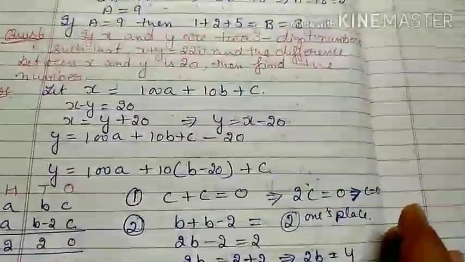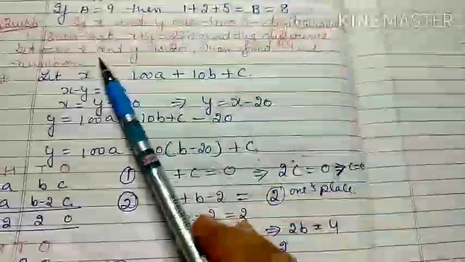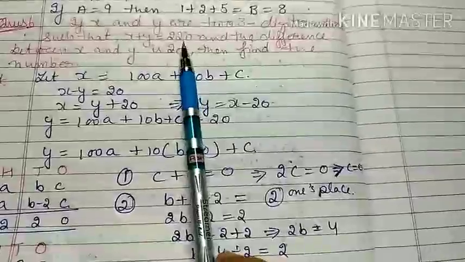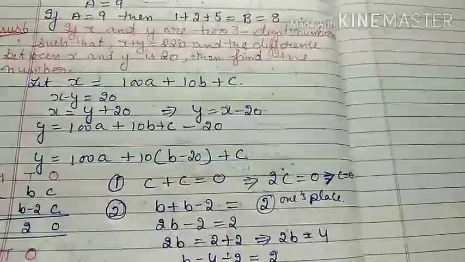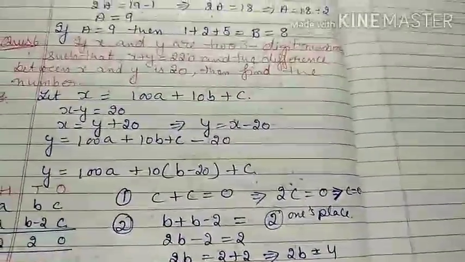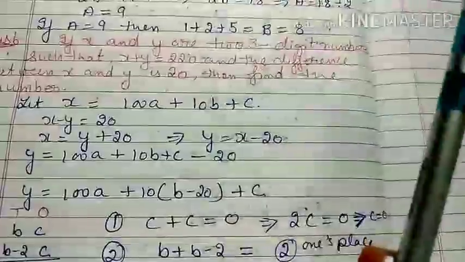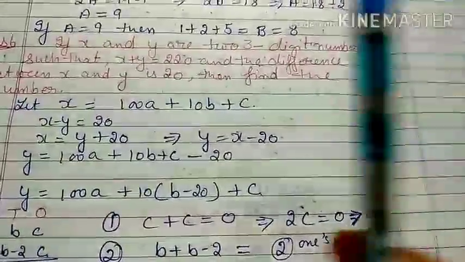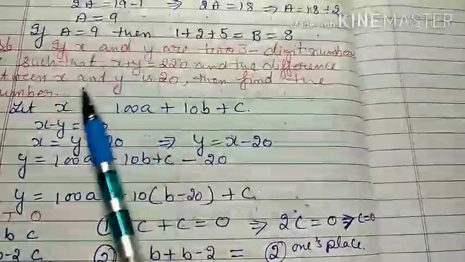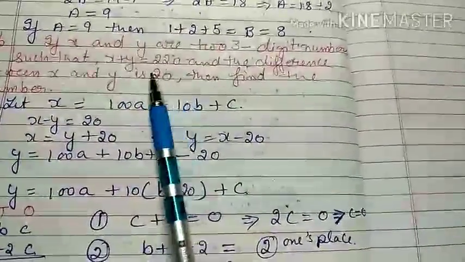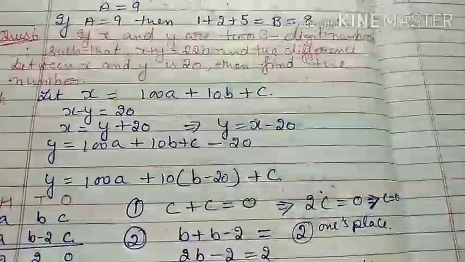Now next, one last question of your exercise. If x and y are 3-digit numbers such that x plus y is equal to 220 and the difference between x and y is 20. In the last two questions you found the 2-digit number, but here how will you identify the 3-digit number? They said that x and y are two different 3-digit numbers. If you add these two 3-digit numbers, not digits separately, your answer will be 220. And the condition is that the difference of these 3-digit numbers is 20.